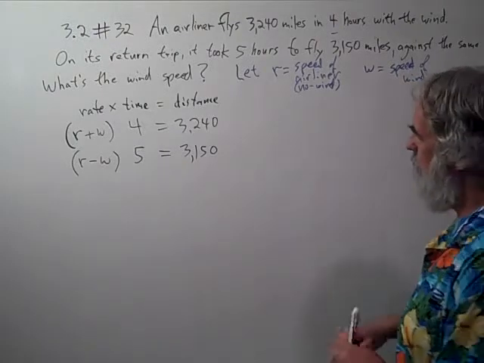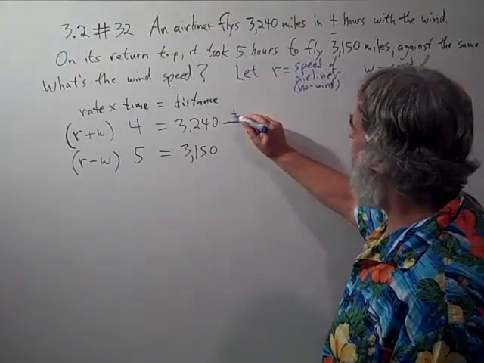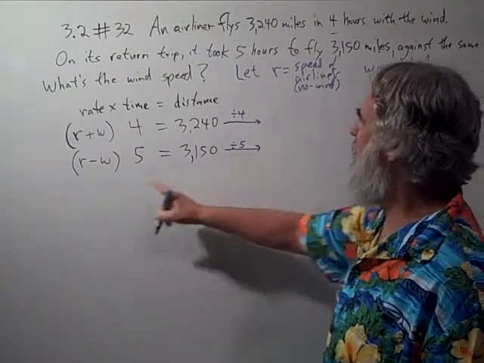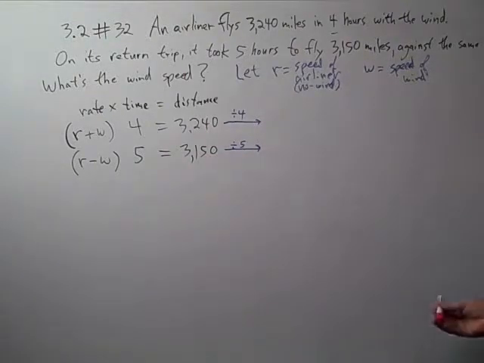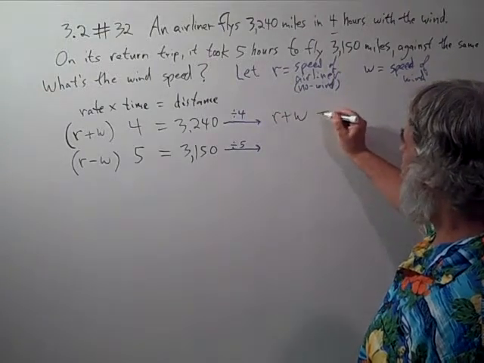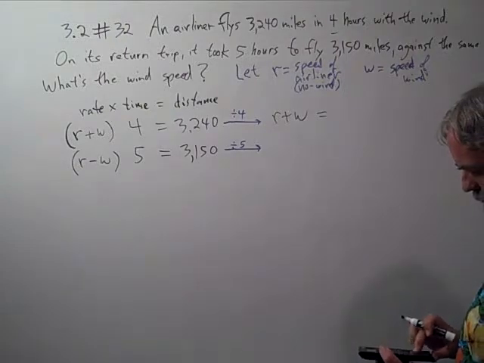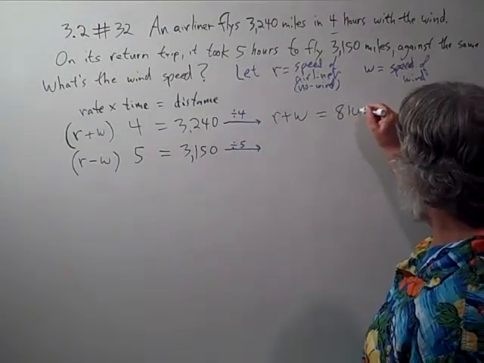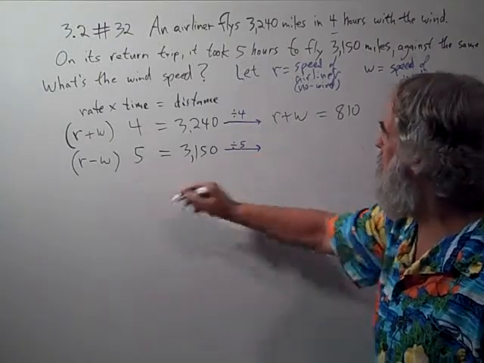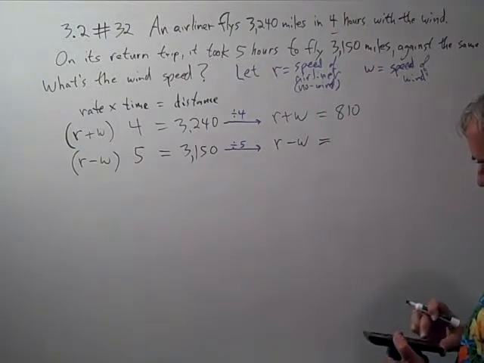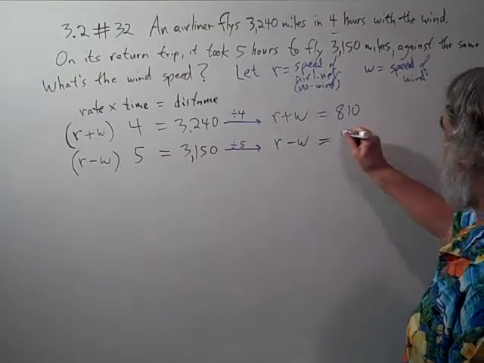If I divide both sides of the first equation by 4, that's to cancel out the 4. And the second equation we'll divide both sides by 5 to cancel out the 5. Then we can eliminate W very easily and solve for R. So this division results in R plus W, because the 4's cancel, equals 3,240 divided by 4, which is 810. And dividing the second equation by 5, the 5's cancel, leaving R minus W equals 3,150 divided by 5, which leaves 630.